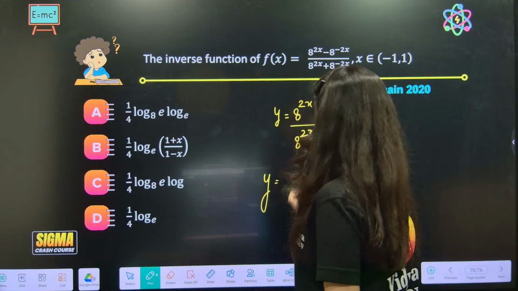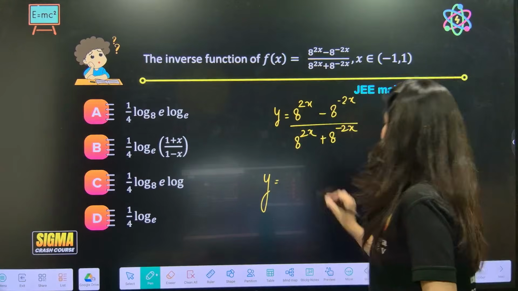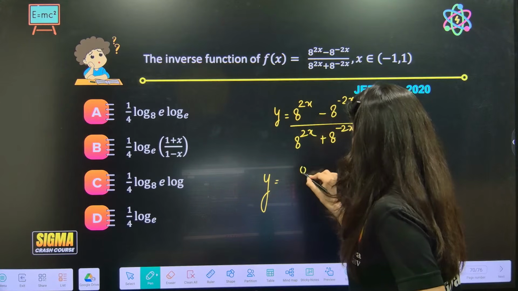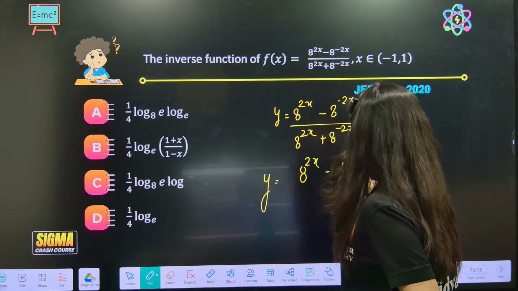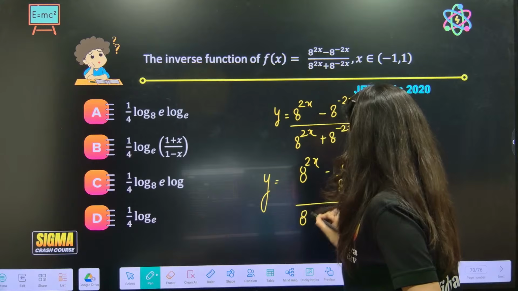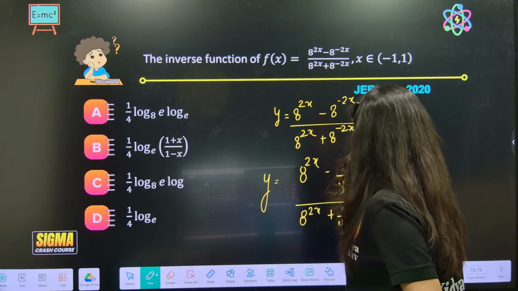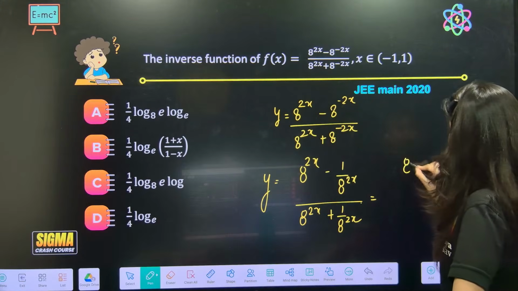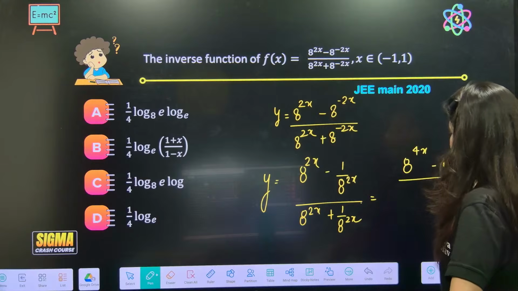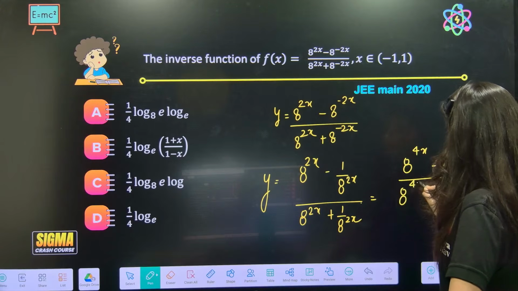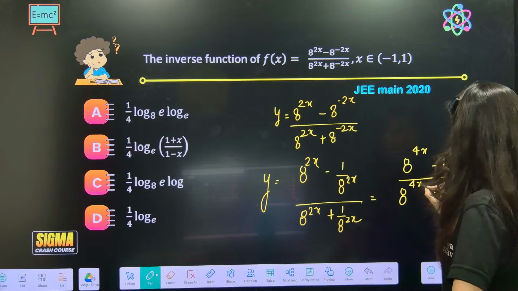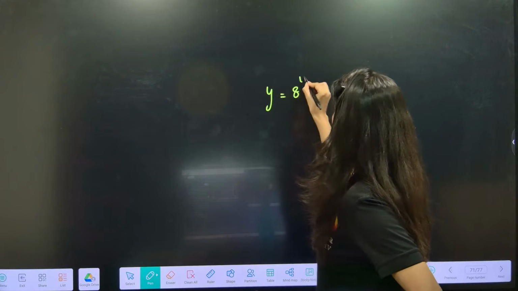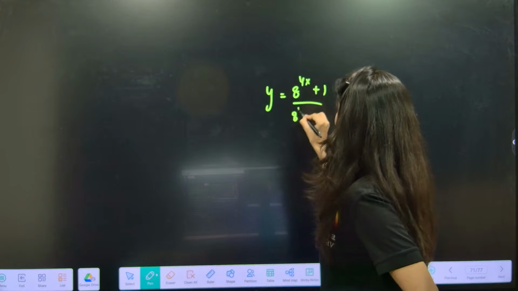So y is equal to, my dear students, (8^(2x) minus 1/8^(2x)) whole upon (8^(2x) plus 1/8^(2x)). Okay, so this is (8^(4x) minus 1) upon (8^(4x) plus 1). This is your y. Okay, next slide. Now y is equal to what? (8^(4x) minus 1) upon (8^(4x) plus 1).